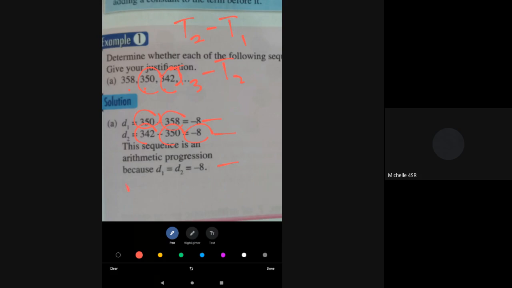To find D, how to find D? We use Tn minus Tn minus 1, meaning we use the term minus the term before.